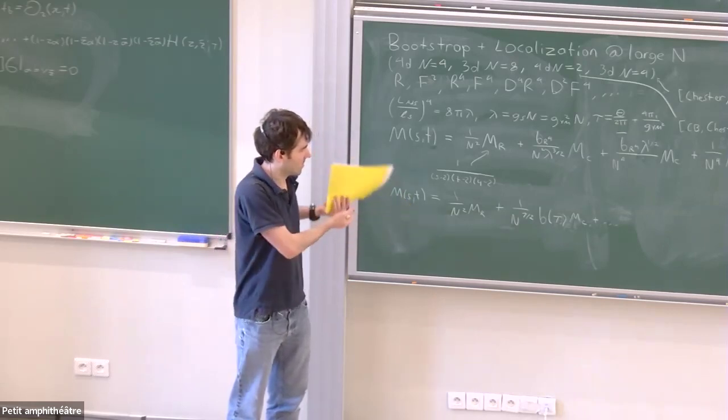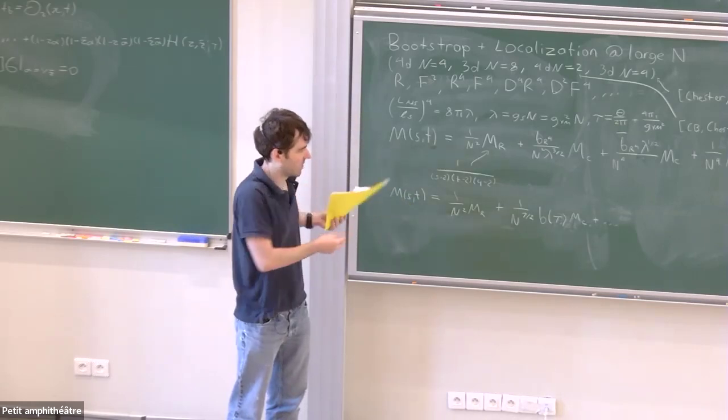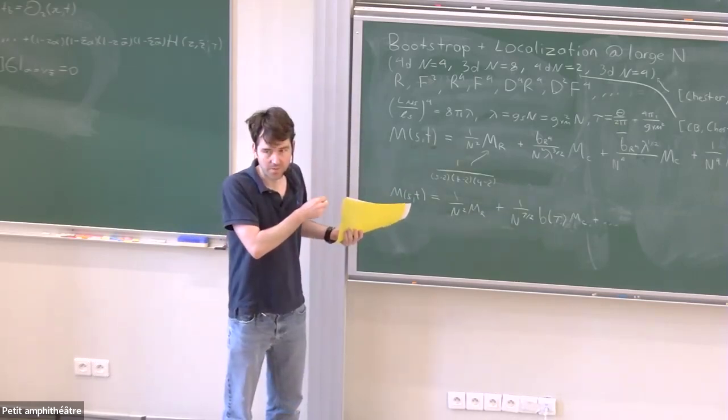Well, if we believe that we have a UV complete theory, we just don't need alpha prime to be small. We don't need to expand.